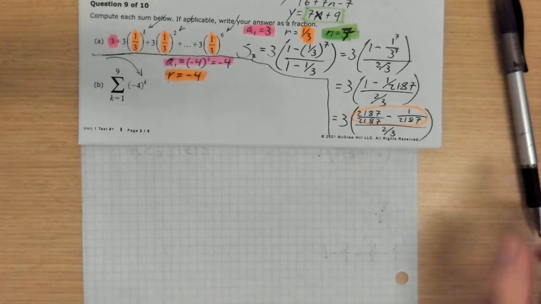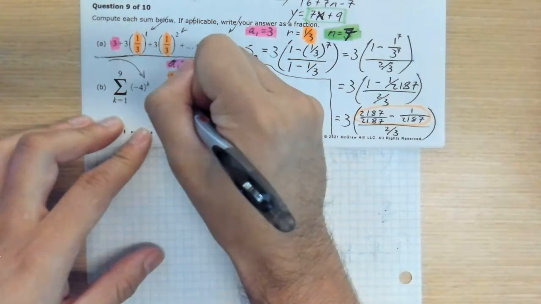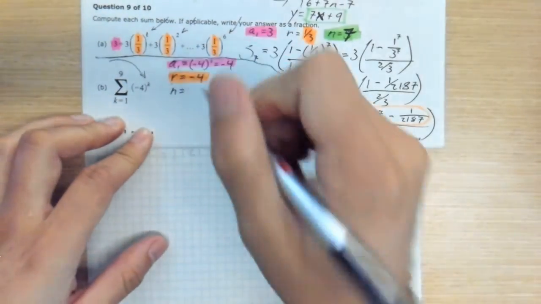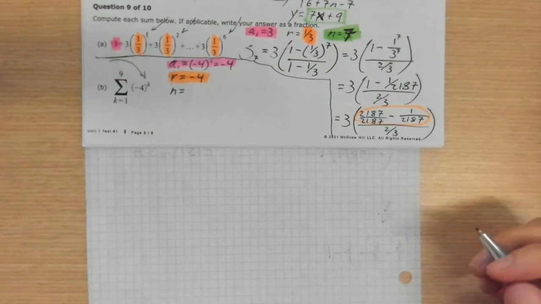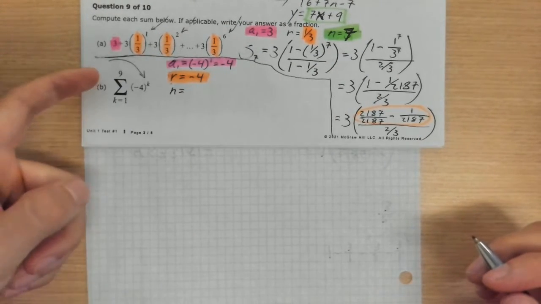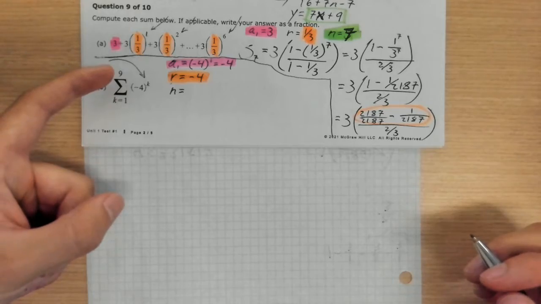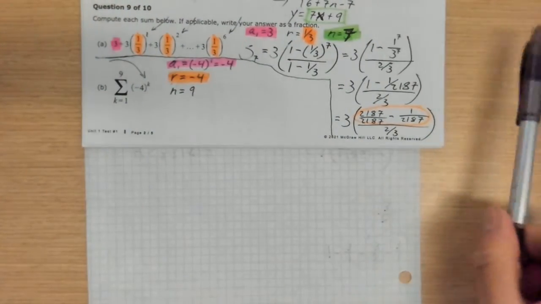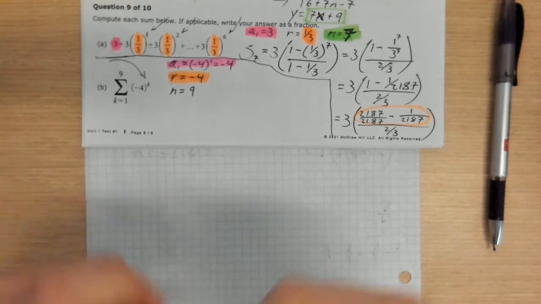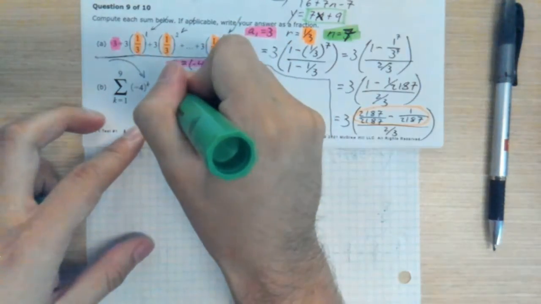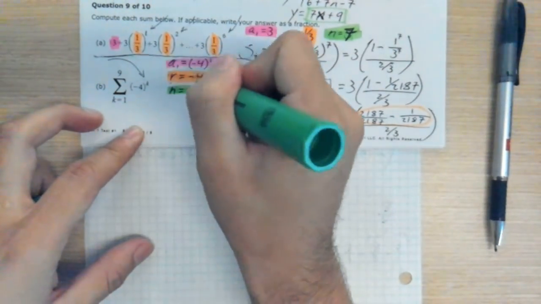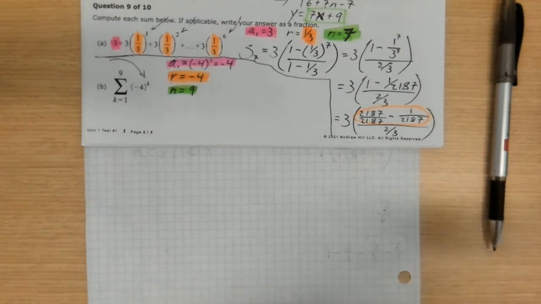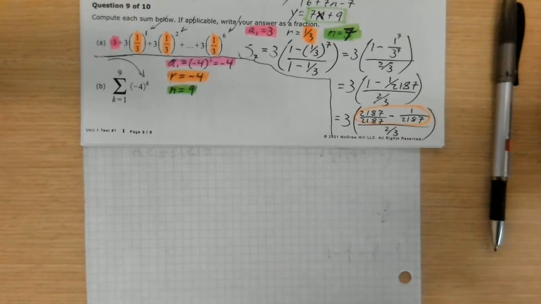And the last thing, n: up to what value am I adding here? It's the value on top that tells me up to what value I'm adding. So I'm adding up to the 9th term. And that's it. I have the 3 things that I need to use my equation.